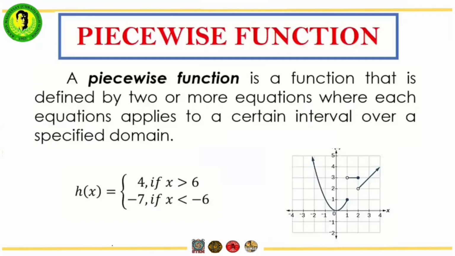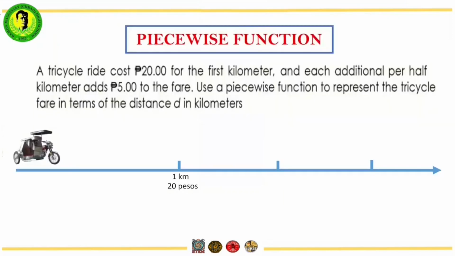Like piecewise. Piece means it is a part of something. So piecewise function means the whole function consists of parts. So let's have this problem. A tricycle ride costs 20 pesos for the first kilometer, and each additional half kilometer adds 5 pesos to the fare. Use a piecewise function to represent the tricycle fare in terms of the distance d in kilometers.